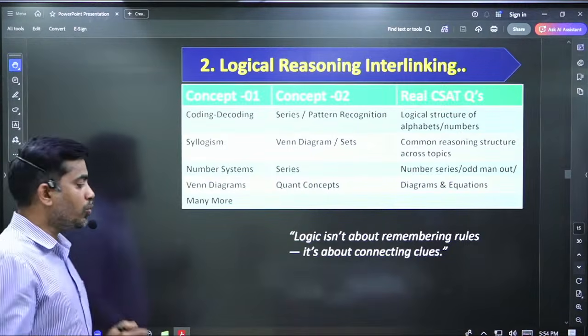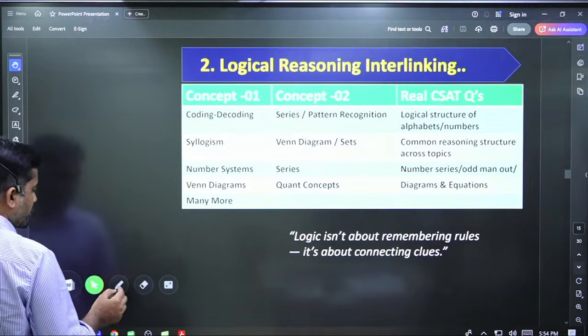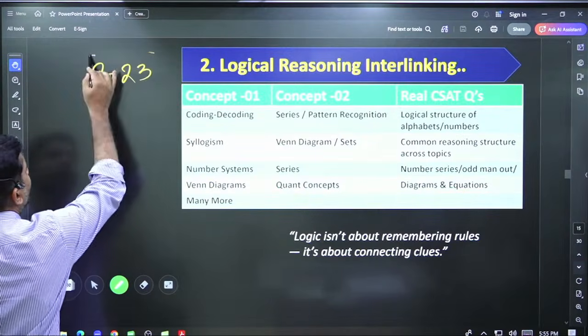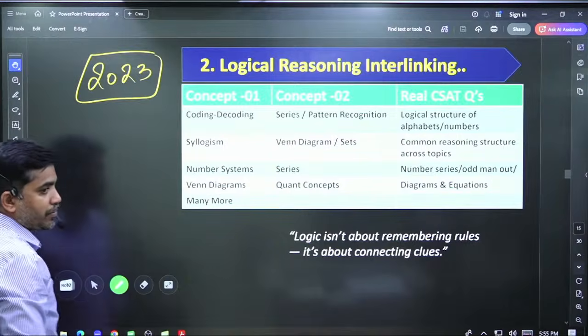See, in 2023, many say the 2023 paper is the toughest paper. Why are many saying this is the toughest paper?